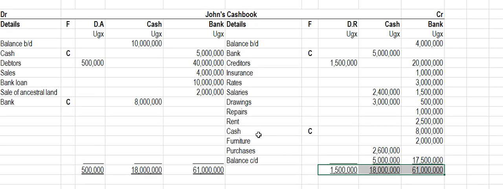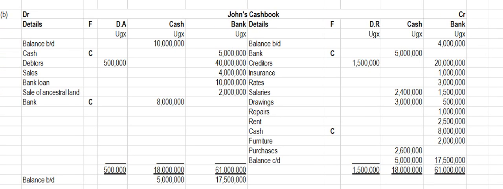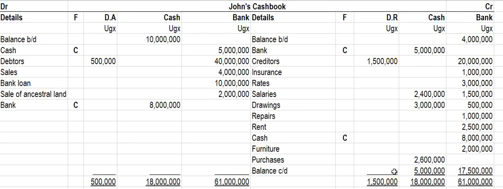So that is Johnny's cash book. As you can see, the balance carried down as at the end of the year, cash is 5 million, then bank is 17.5. You can show this as balance brought down on the opposite side: 5 millions, and then 17.5. So that is the cash book of John.